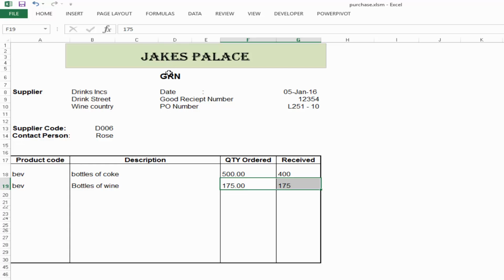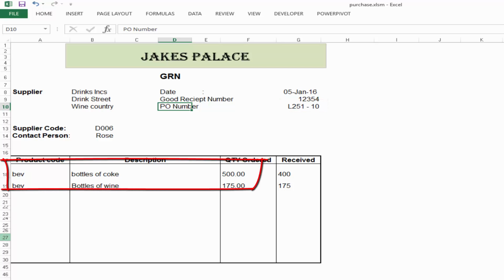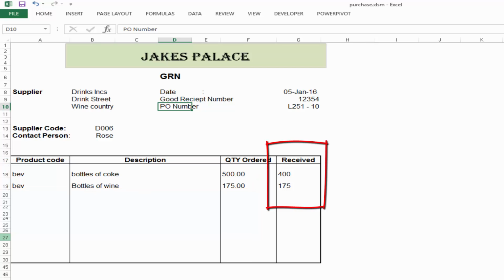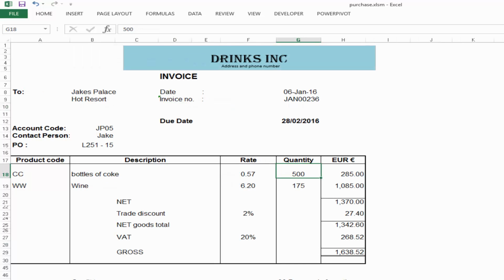You'll see that the goods received note details the purchase order number, and it also details the product code, the description, and the quantity ordered. Then it details the quantity received. We can see here that the quantity ordered of 500 isn't the same as the quantity received of 400 bottles of Coke. So there's a difference of 100. This goods received note is then held for the invoice and is then also matched to the invoice along with the purchase order. So along comes the invoice from Drinks Inc.